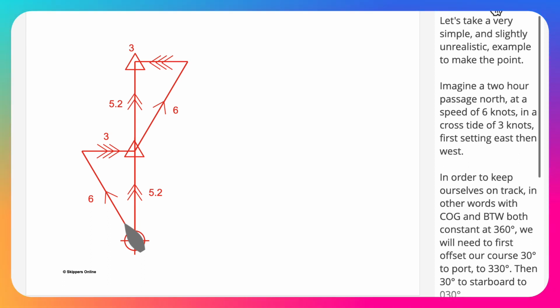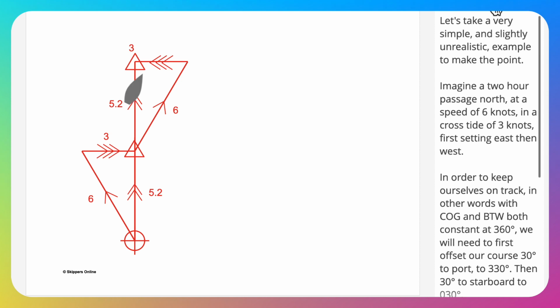Imagine a 2-hour passage north at a speed of 6 knots in a cross tide of 3 knots, first setting east, then west. In order to keep ourselves on track, in other words with COG and BTW both constant at 360 degrees, we will need to first offset our course 30 degrees to port, to 330 degrees, then 30 degrees to starboard, to 030 degrees.